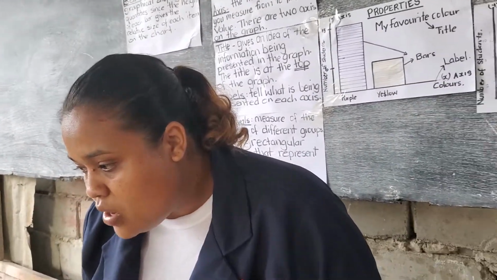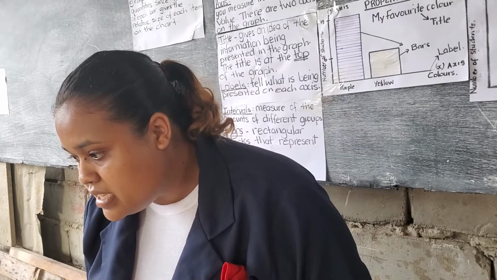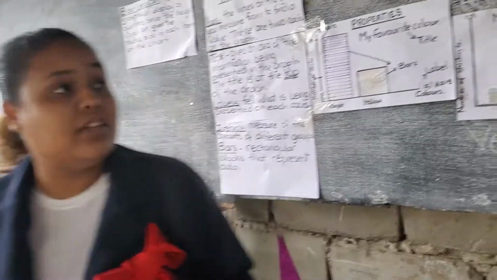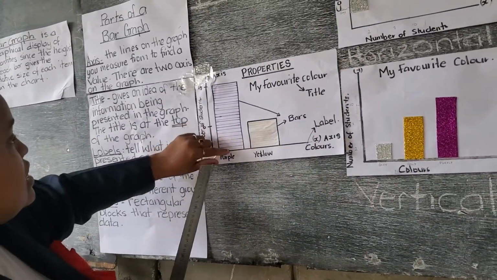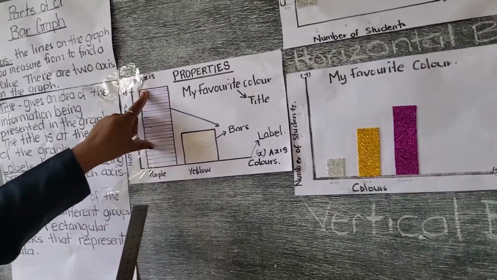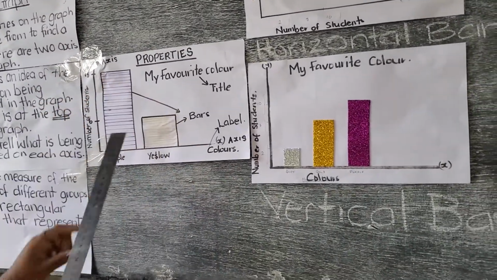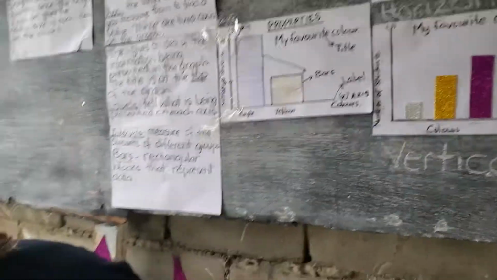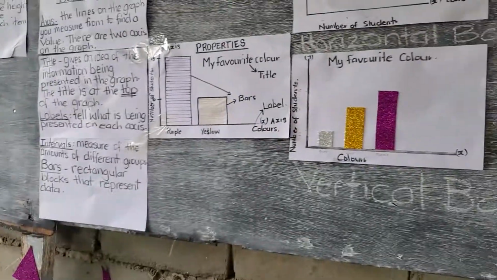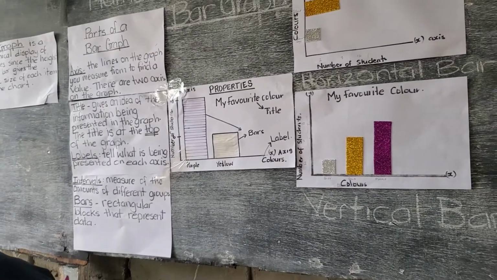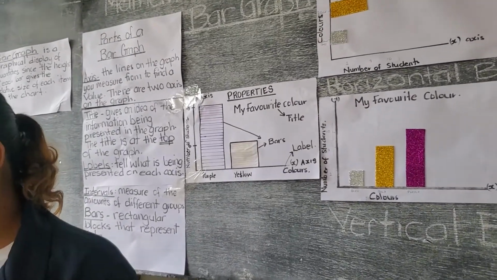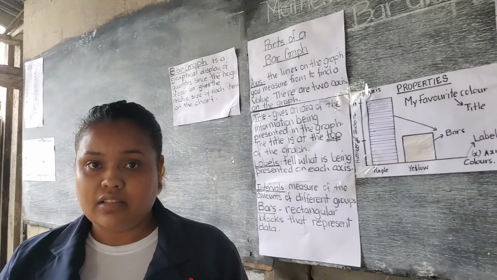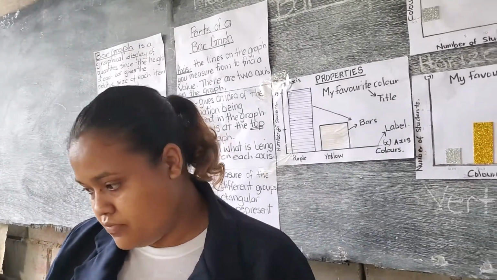Another one is the height of the bars represents the amount of items or the frequency. Look here, you see the height of this represents how many students like purple. 15 of them. How many like yellow? 6 of them. Another one to note is that a bar graph is best drawn on a graph sheet for greater accuracy. Okay, boys and girls? Great.